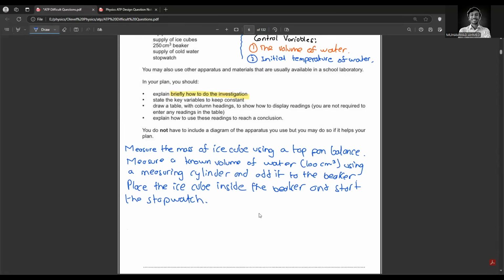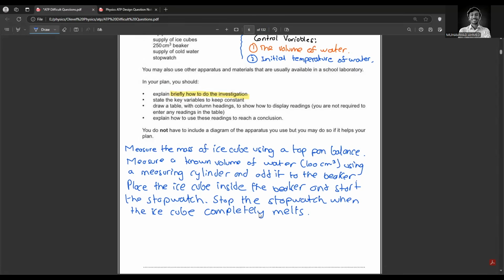Simple. Stop the timer or stop the stopwatch when the ice cube completely melts. Simple. You have easily described how to measure the dependent variable, that is time, how to measure the independent variable, that is mass, and you have described how the experiment will be conducted.